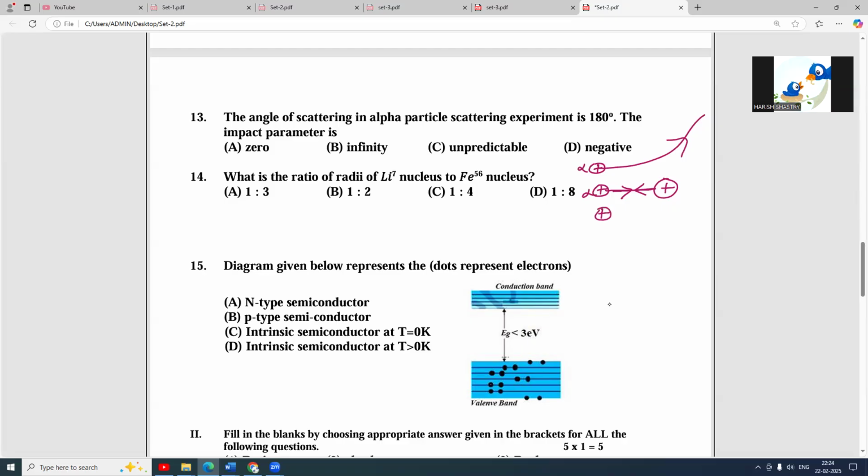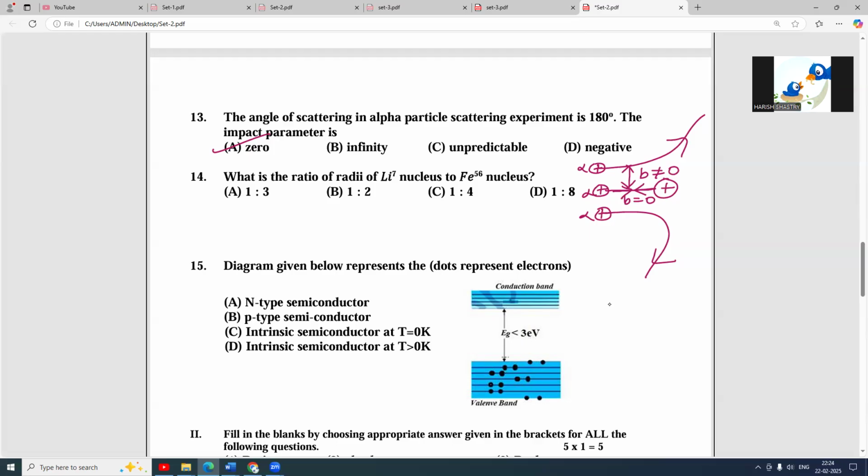Even if the alpha particle is here, it will be deflected like this. It will not be deflected by 180 degrees. For 180 degree deflection, it should be directly towards this. Then the impact parameter is 0. The angle of scattering is 180 degrees, impact parameter is 0. It is directly heading towards the center of the gold nucleus. Now for this one, impact parameter is not 0. Here, impact parameter is 0.